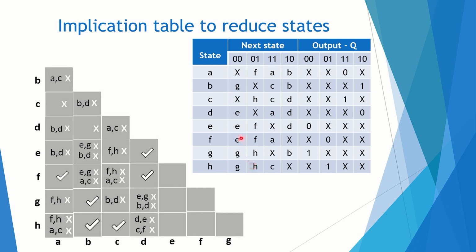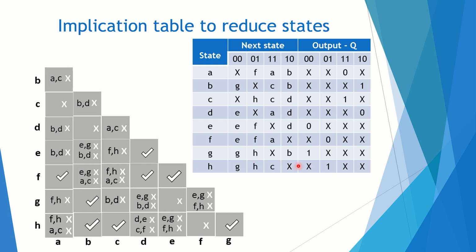Then EF it is equivalent, same next state and output also same. Then EG you can see here it's not equivalent because of F and H. Then EH not equivalent. Then FG you can see it is not equivalent because of EG and FH. Then FH you can see it's not equivalent again. Then you can see GH, see here it is same, so that is equivalent.